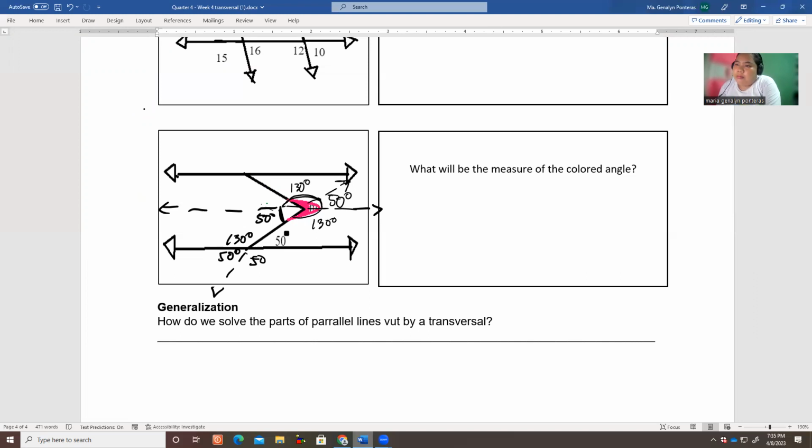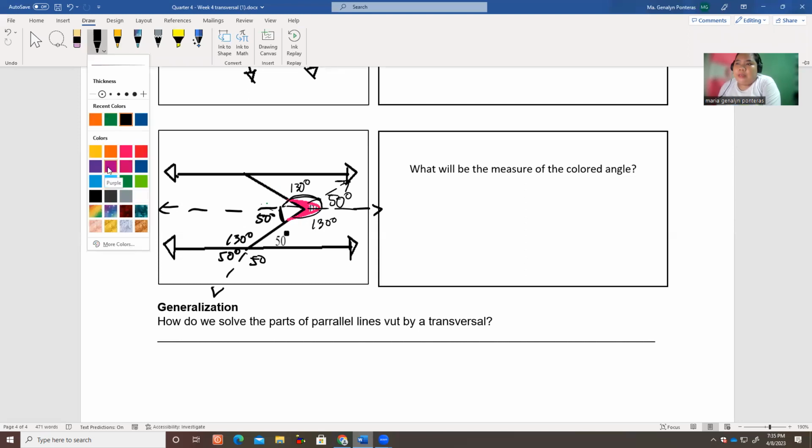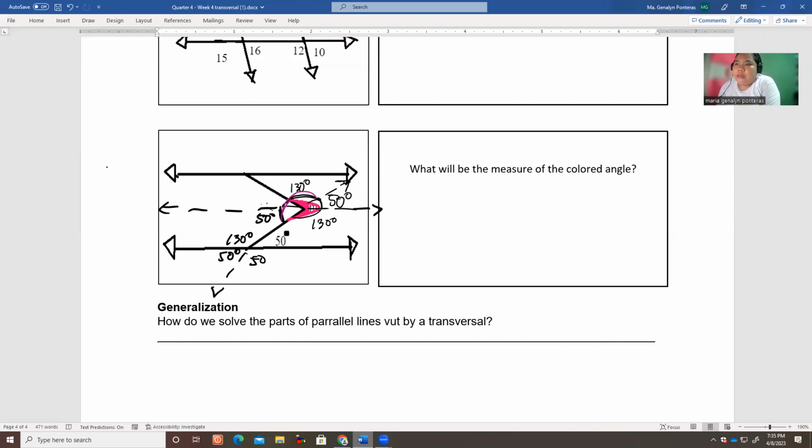So if we sum up 130, the whole thing here is supplementary angles. So 130, the whole thing is 130 plus 50, and that is 180 degrees.